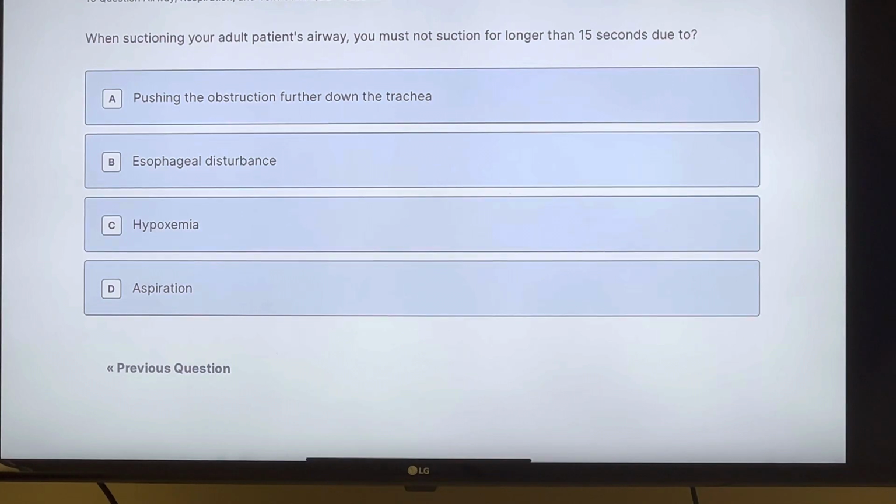Number 8. When suctioning your adult patient's airway, you must not suction longer than 15 seconds due to: A, pushing obstructions further down. B, esophageal disturbance. C, hypoxemia. D, aspiration.